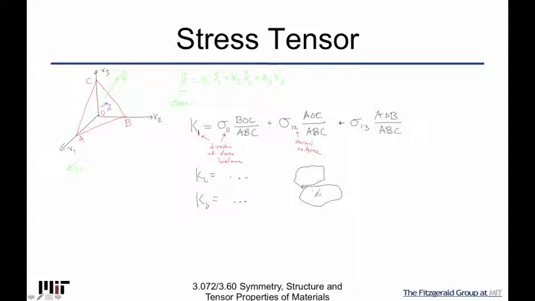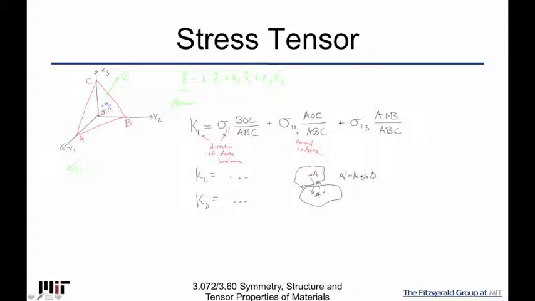If you want to project one area onto another, you take the normal of this one and the normal of this one, and the angle between them is phi. And so A prime equals A cosine of phi. So it's just a cosine phi, where phi is the angle between the two normals.